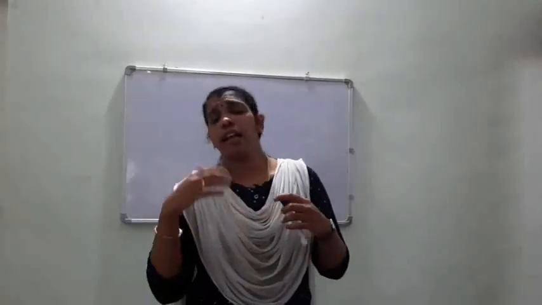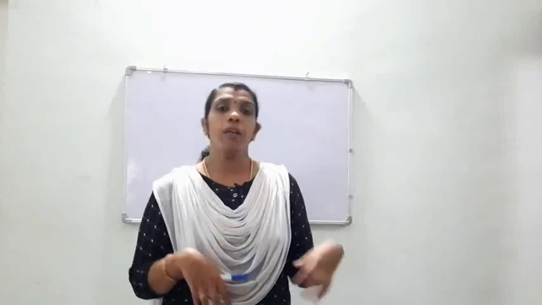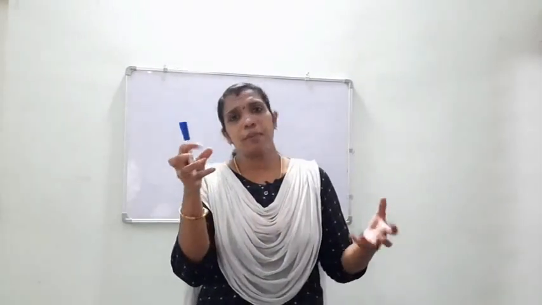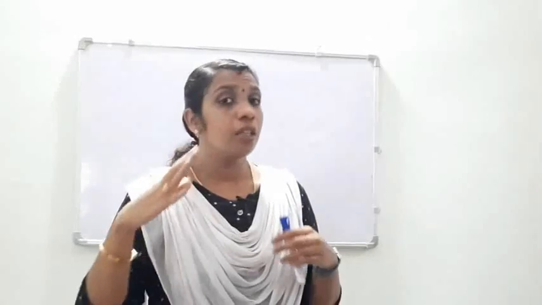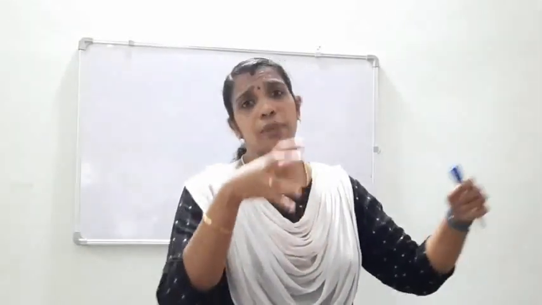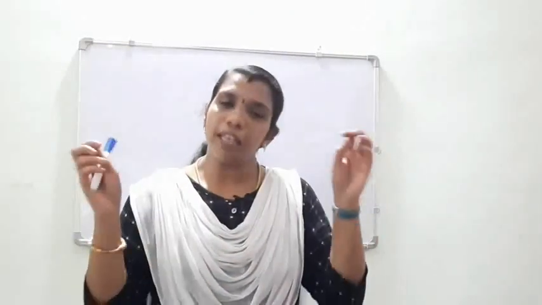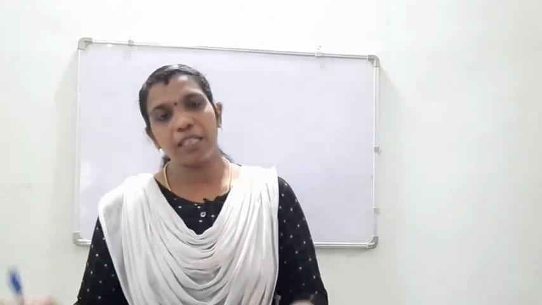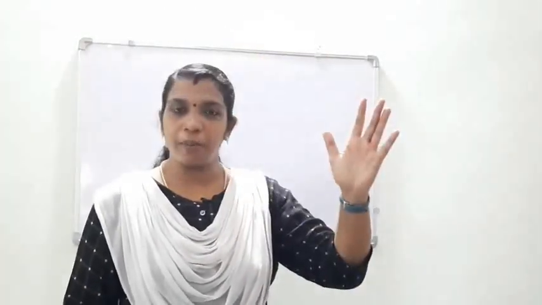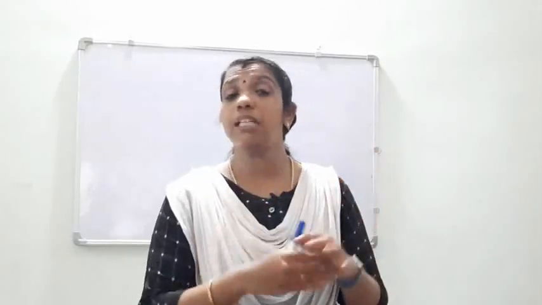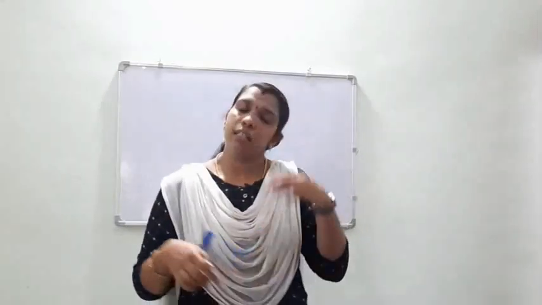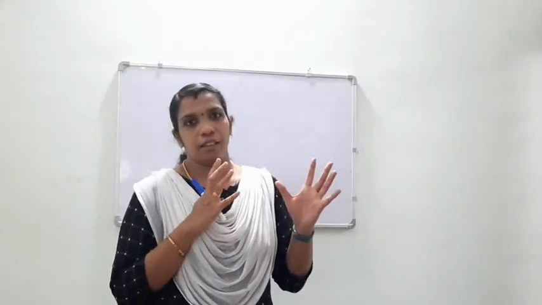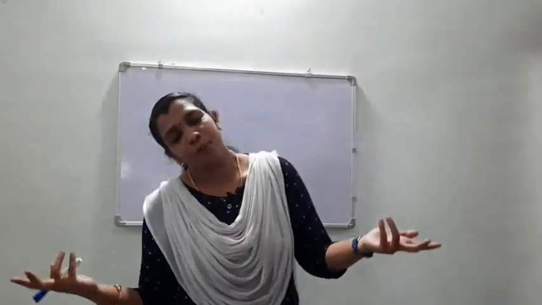In a right-handed person, the dominant hemisphere will be left. But what happens in a left-handed person? In about 50% of left-handed persons, the dominant hemisphere will be right. For the rest, about 40%, the dominant hemisphere will be left. So, 50 plus 40 is 90. For the remaining 10%, it is unknown; we don't know which is the dominant hemisphere.